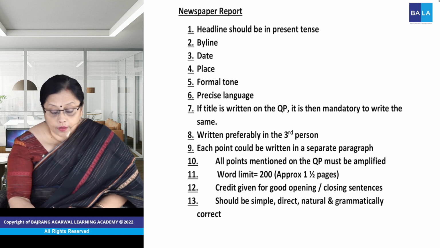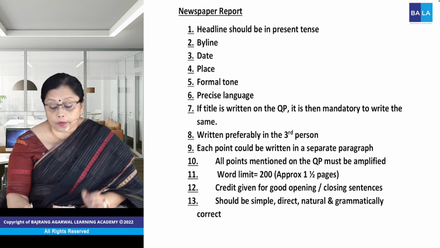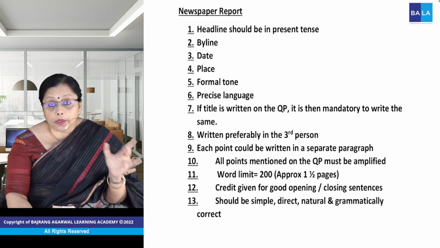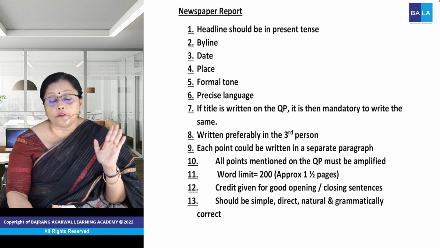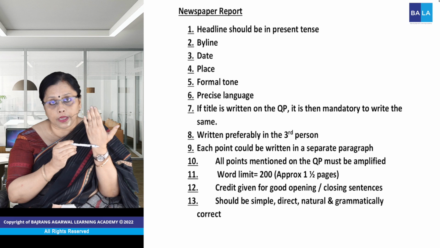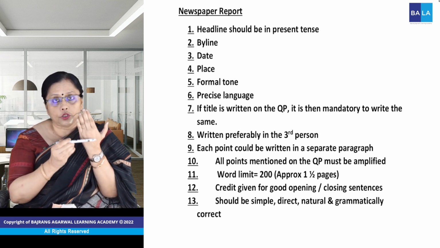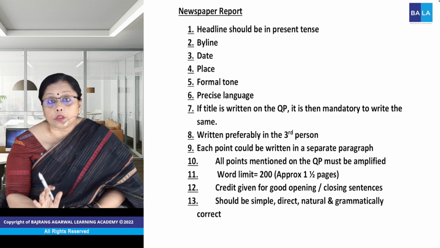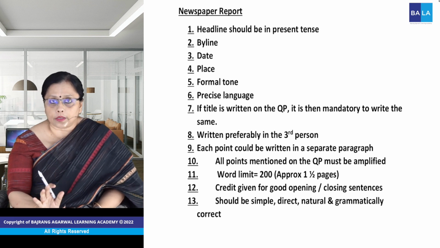Okay. 10. All points mentioned on the QP, that is on the question paper, must be elaborated, amplified. What is the word limit? 200 words. 200 words meaning approximately 2.5 pages. One page, reverse, one page, the next half a page. So 1, 2, and one more half. Approximately 2.5 pages. Don't make it more than that because it's just 200 words.